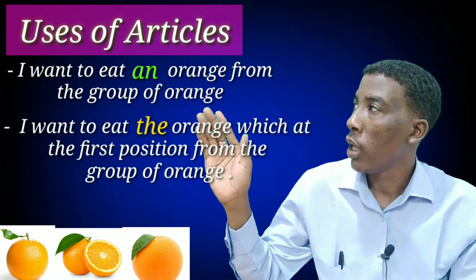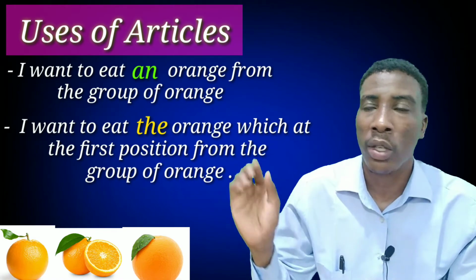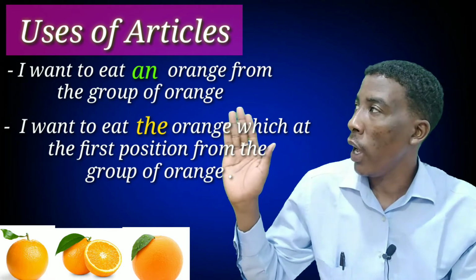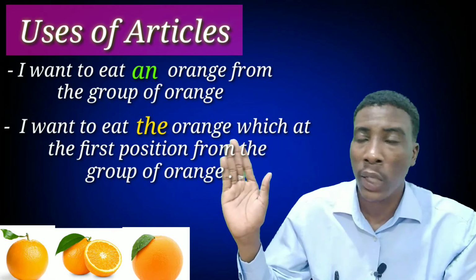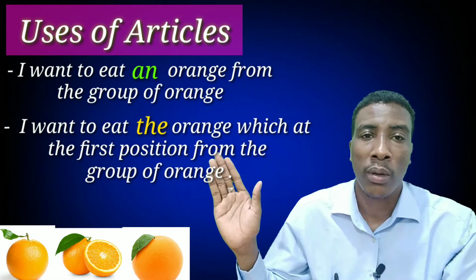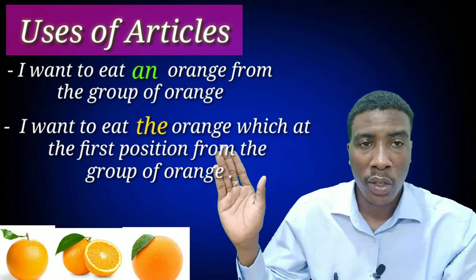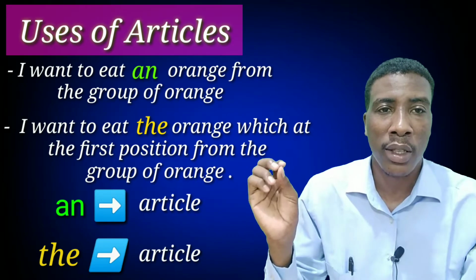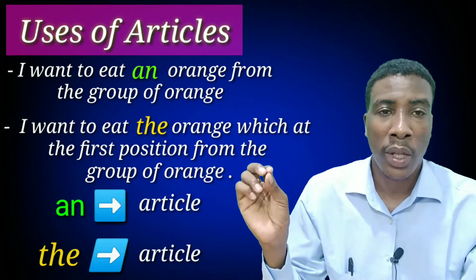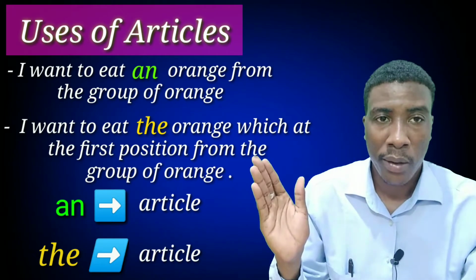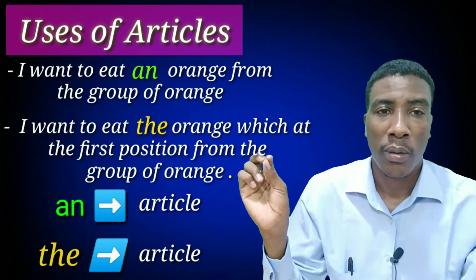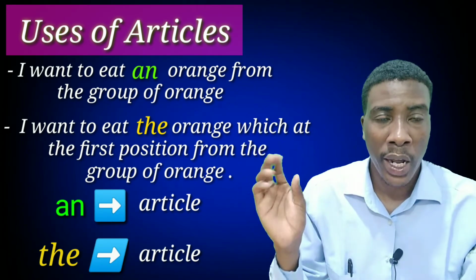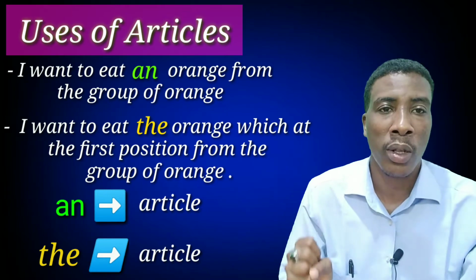I want to eat an orange from the group of oranges. And I want to eat the orange which is at the first position from the group of oranges. So in these sentences, the word "an" from "an orange" is an article, and the word "the" is an article. So this is an example of an article, which we are going to learn in this lesson.